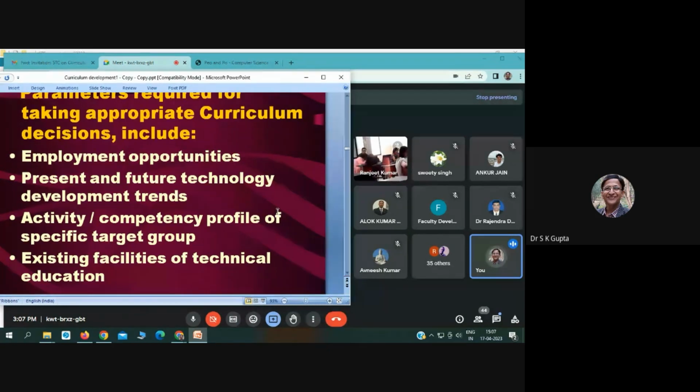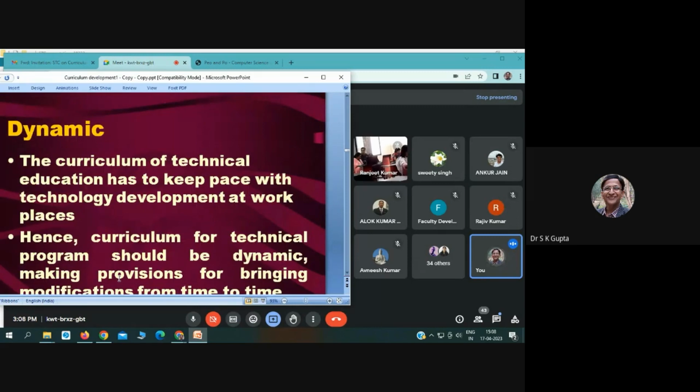So this is a very, very important point before designing any curriculum, that we should have a survey of the industry. We must go to the industry to find what their requirements are from this program. Then we should also know whether sufficient existing facilities are there or not, whether there is a gap in the demand and supply or not. So accordingly, we should think whether this program should be started or not.